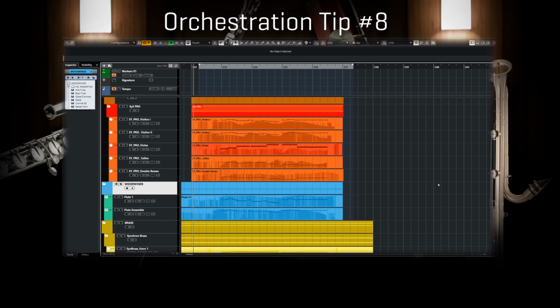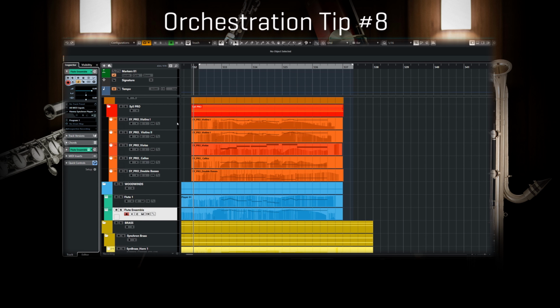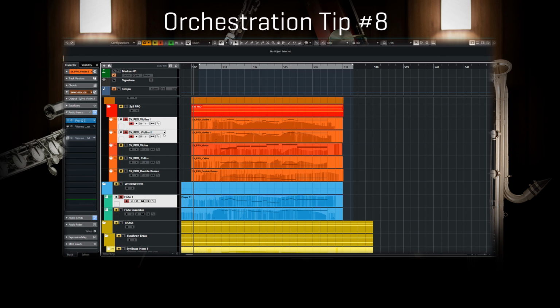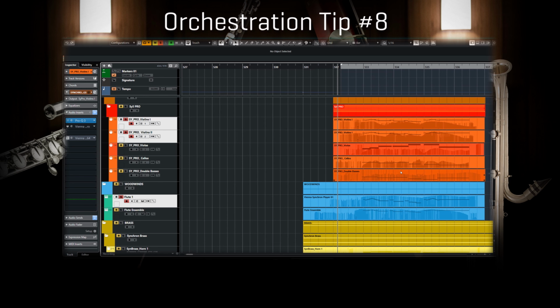I'll try to illustrate this concept with the next example. We play this short example where a solo flute doubles the violin sections, and then we try doubling these violins with the three flutes of the flute ensemble instead.